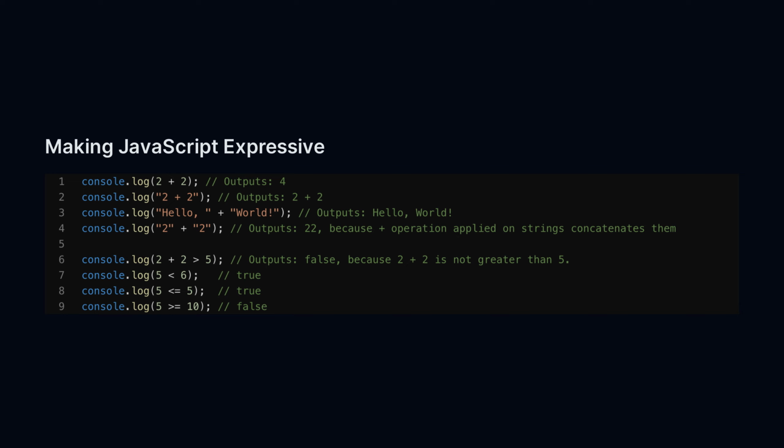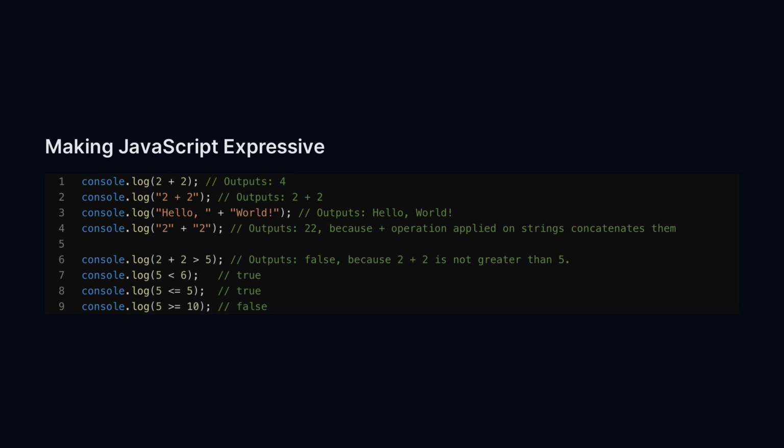In the code snippet on the screen, the interesting thing to note is the difference in the outputs of the first and the fourth lines of code. When the plus operation is applied to strings, it concatenates them, unlike when used with numbers where it results in addition. Another feature of JavaScript you see is the use of comparison operators, which compare values and return a boolean.